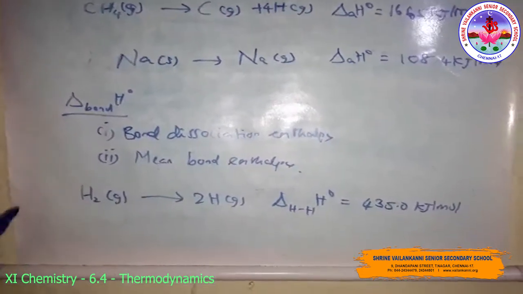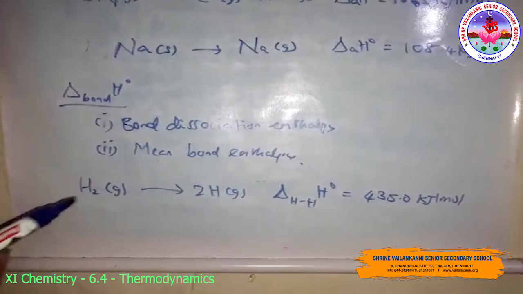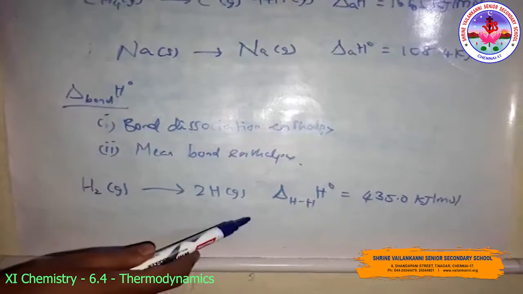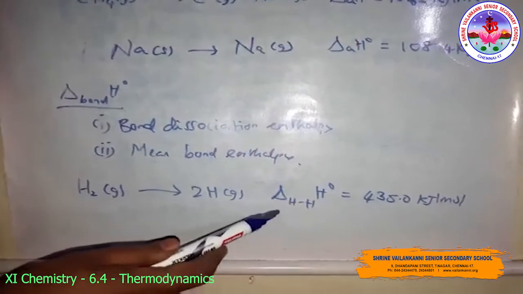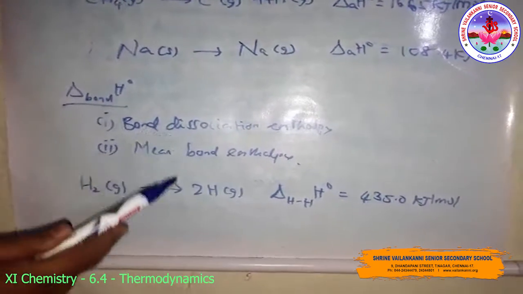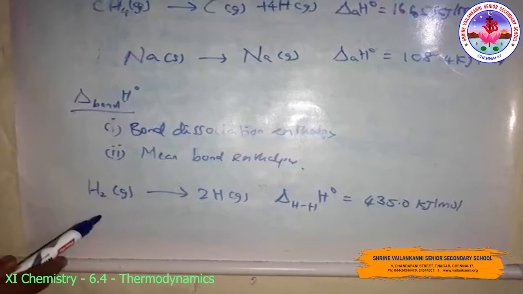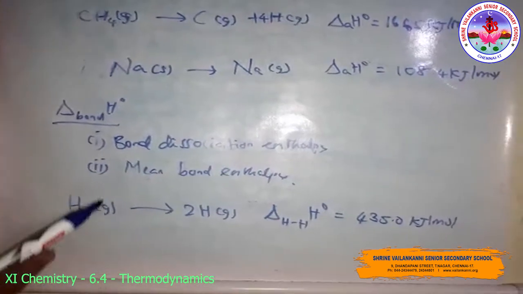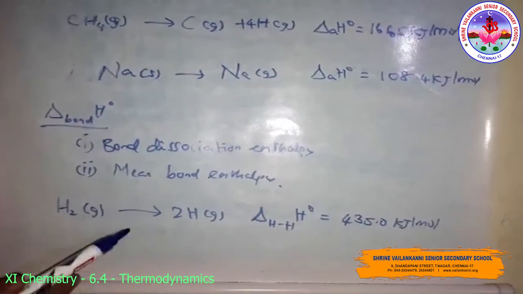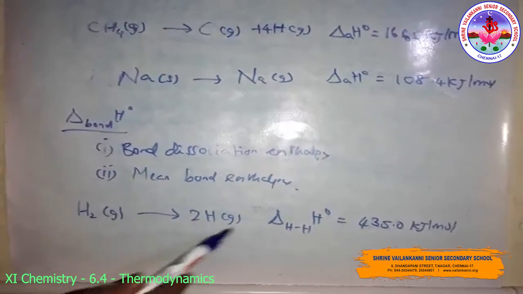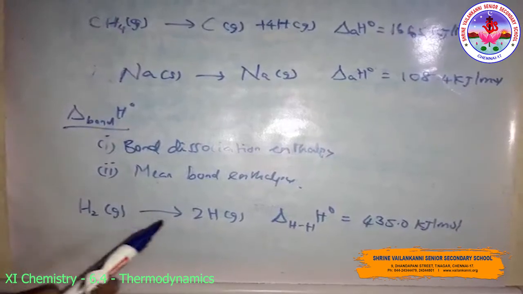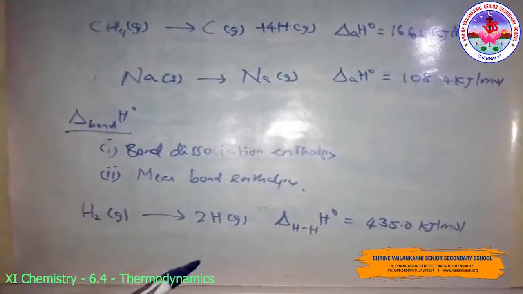The enthalpy change involved in this process is the bond dissociation enthalpy, for the hydrogen bond. The bond dissociation enthalpy is the change in enthalpy when 1 mole of covalent bonds of a gaseous covalent compound is broken to form products in the gaseous phase. Look at this, gaseous phase. So it is the same as the enthalpy of atomization of dihydrogen.